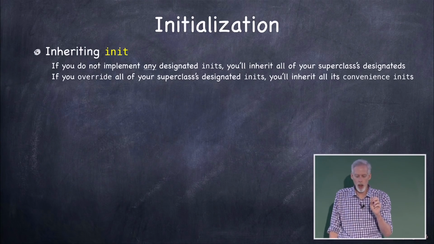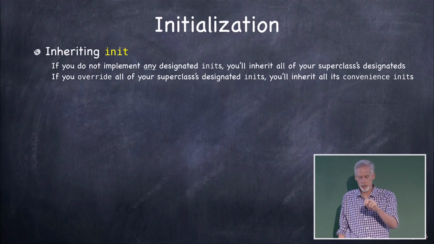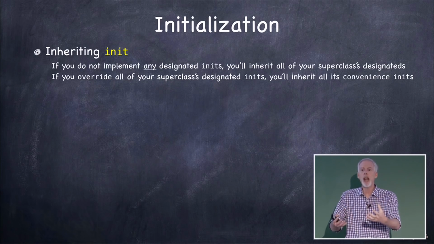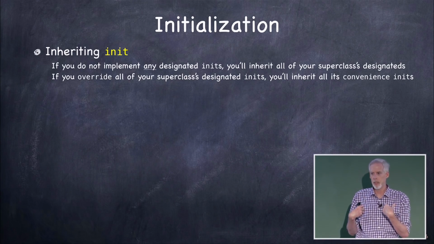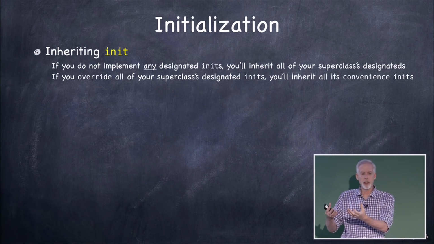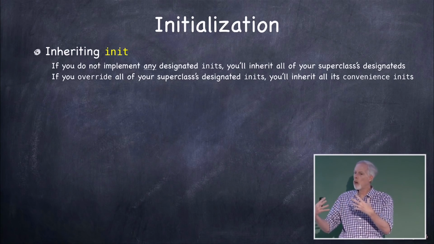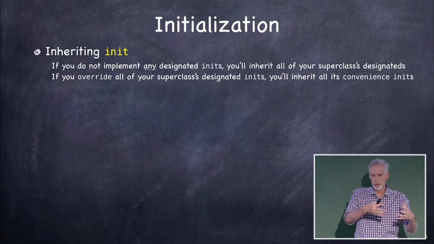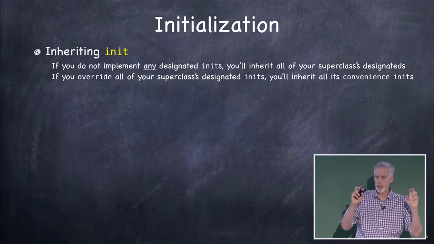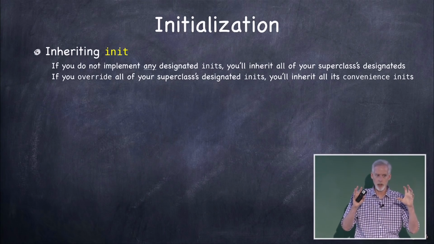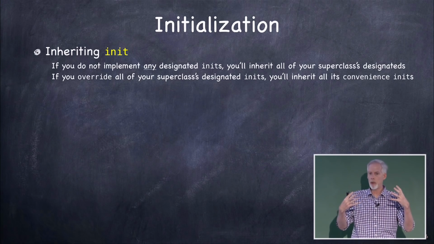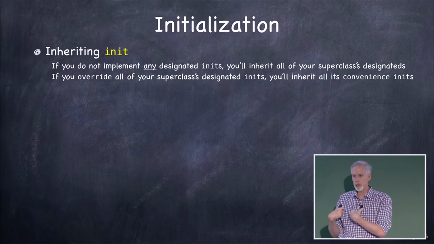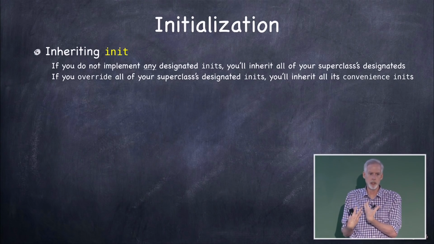If you override all of your superclass's designated inits, or don't implement any of them, then you will inherit all of the convenience initializers from your superclass. In other words, the convenience initializers in your superclass are all dependent on the designated initializers in your superclass being sensible and making sense together. So you either have to get them all by overriding them all, or by overriding none of them, for the convenience ones you inherit to make sense.